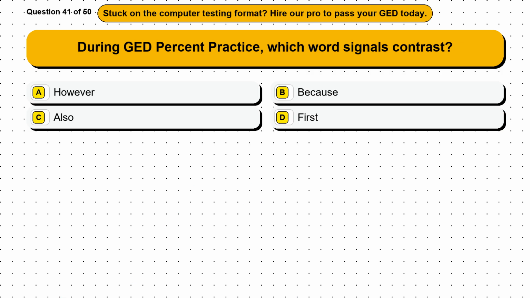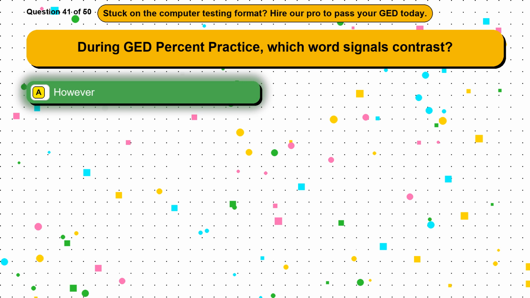Question 41. During GED percent practice, which word signals contrast? Option A, However. Option B, Because. Option C, Also. Option D, First. The correct answer is option A.